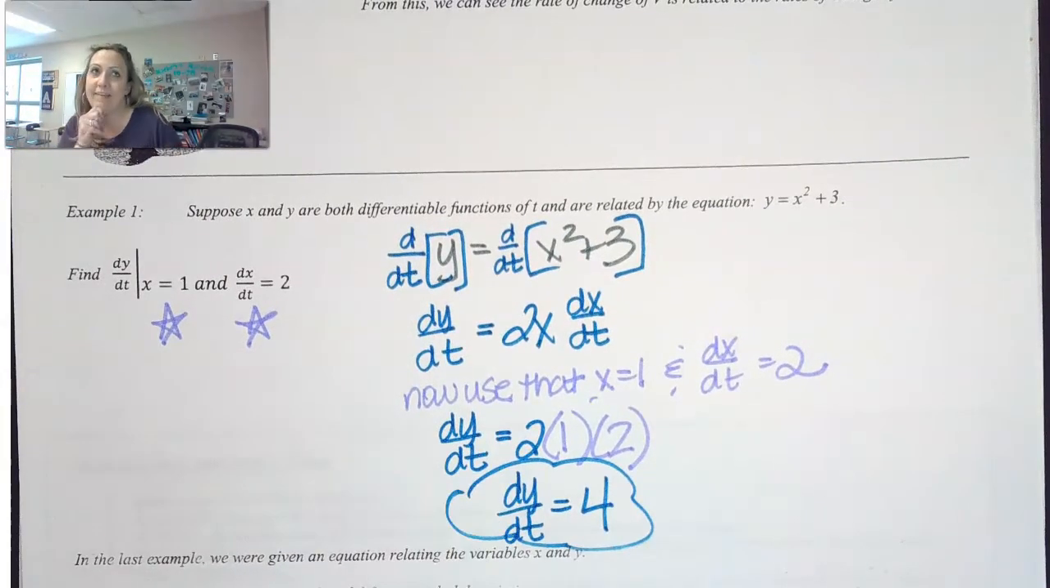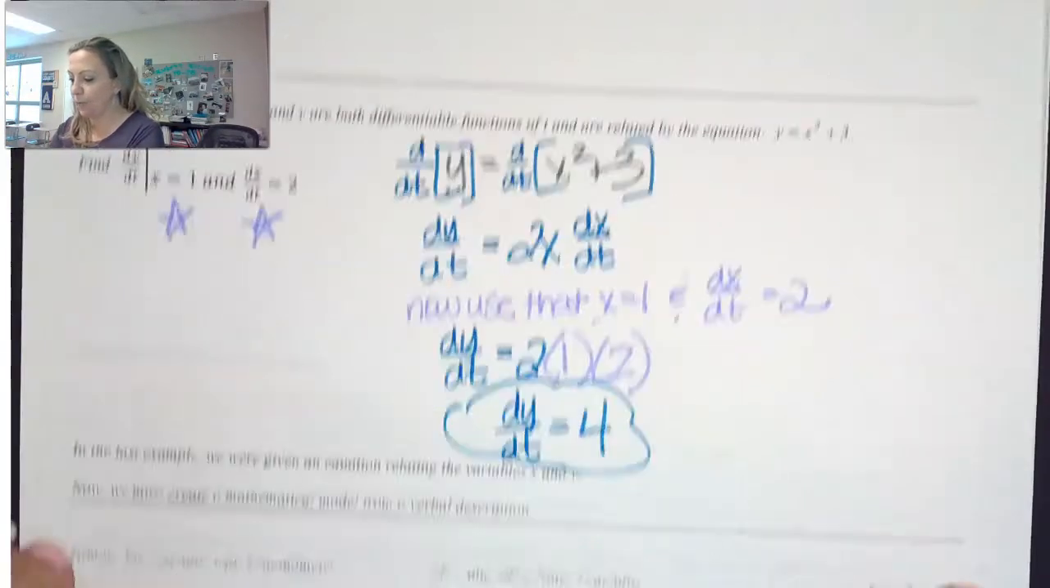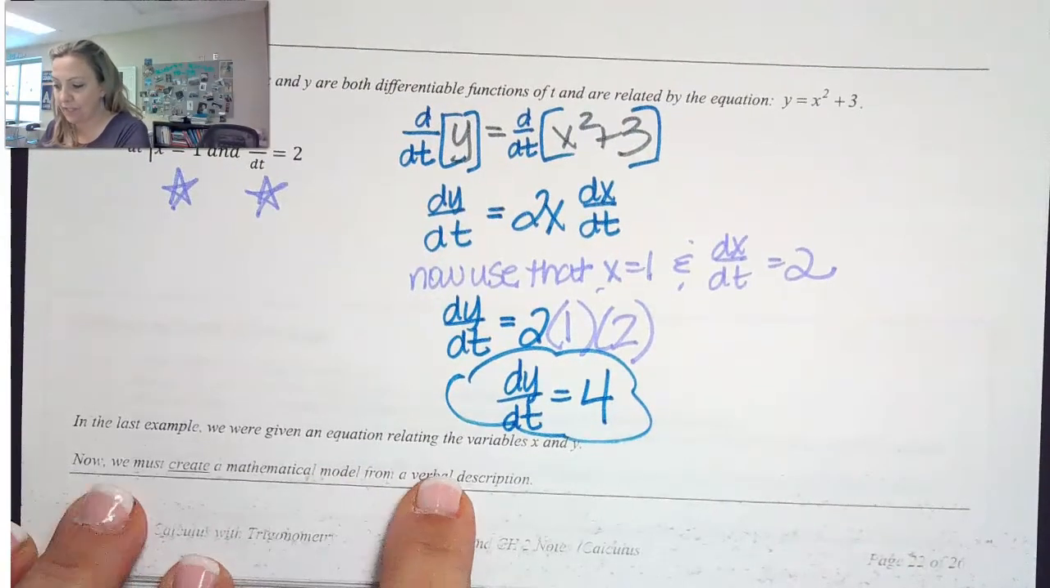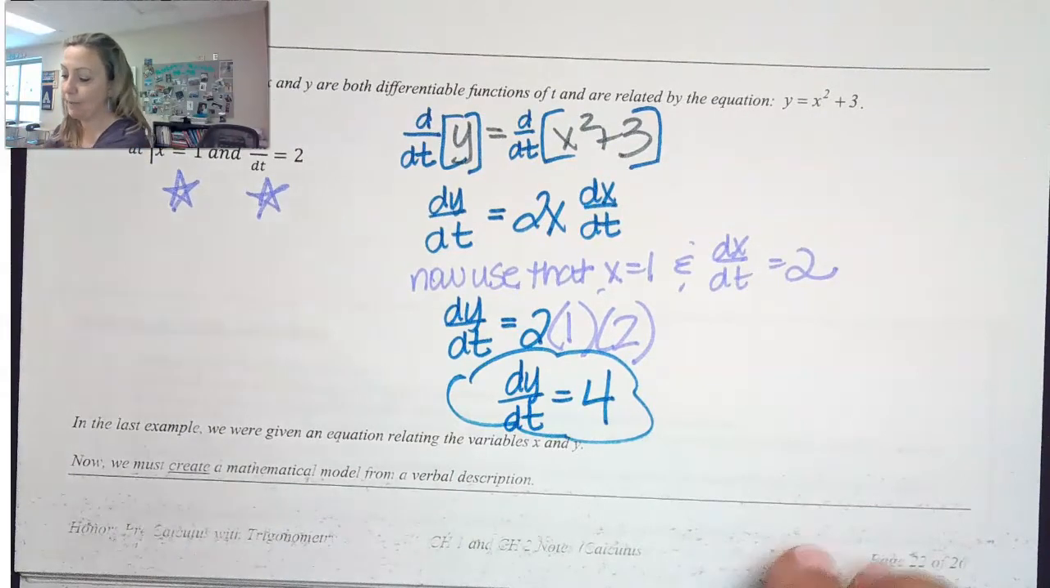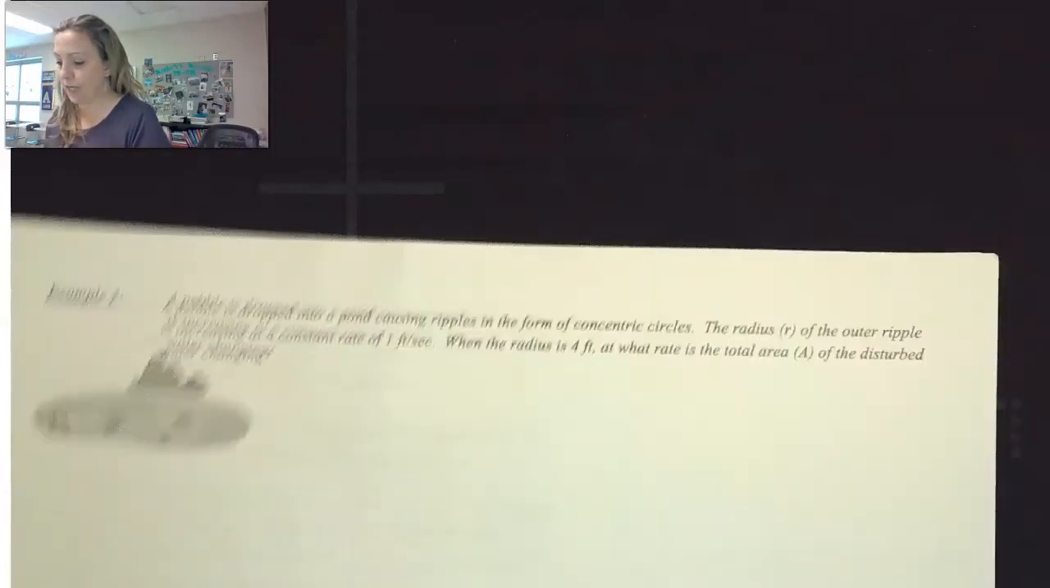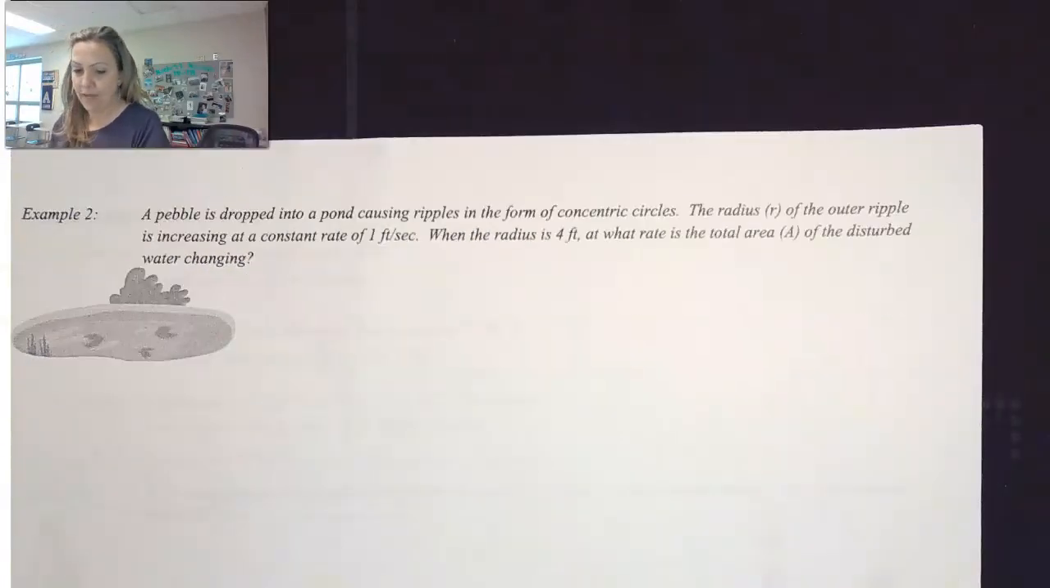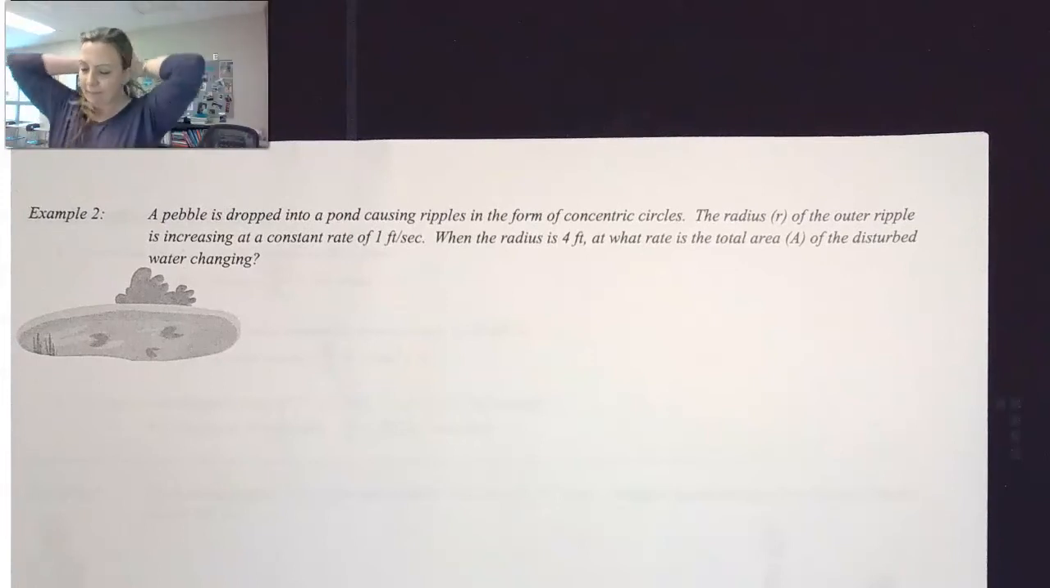So even if we end up with another rate of change, if we know the value, we can still find the derivative of y with respect to t. So in this example, we were given an equation that relates the variables x and y, but the point of these related rates is for us to develop the equation ourselves. So we're going to have to create a mathematical model from a verbal description. So let's try that in example 2, okay?